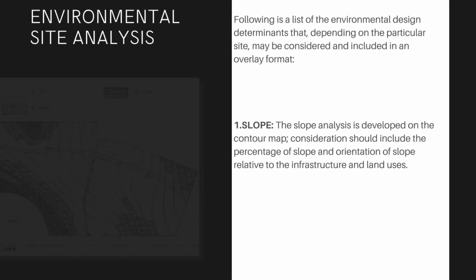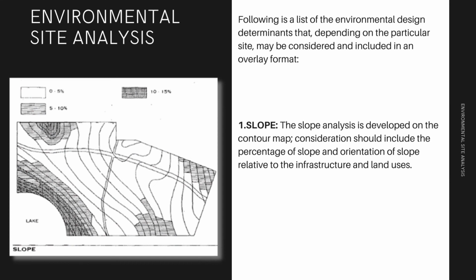So, following is a list of environmental design determinants that, depending on the particular site, may be considered and included in an overlay format. So, first is the slope. The slope analysis is developed on the contour map.